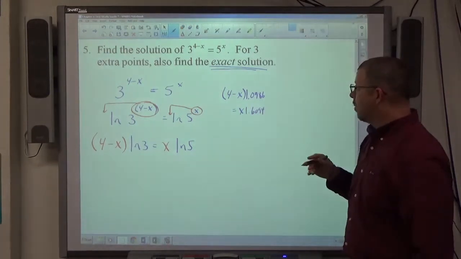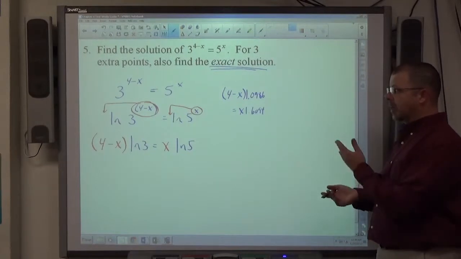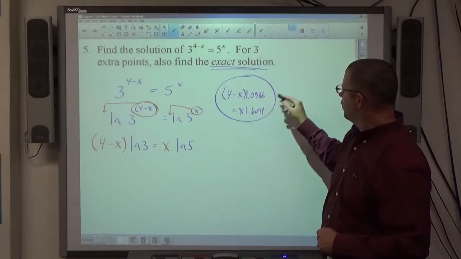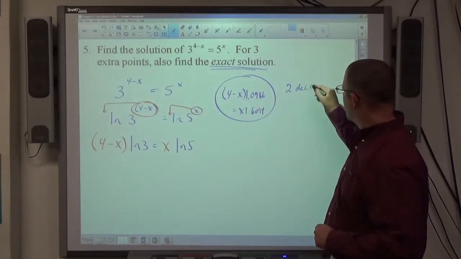If I were to solve that equation, I'll get the answer x equals some decimal number. If you're going to go approximate using this, go 4 decimal places in your work, 2 decimal places for the approximate value.